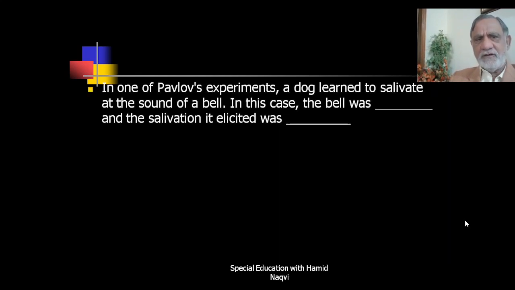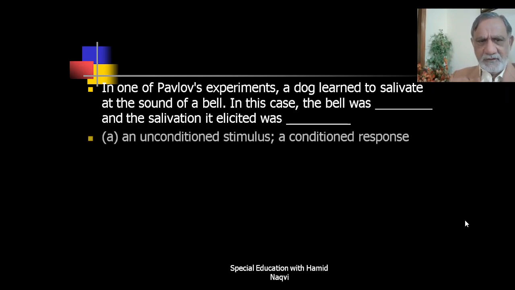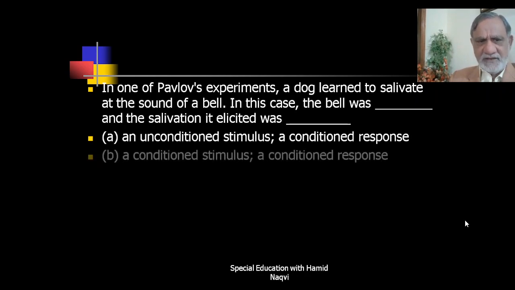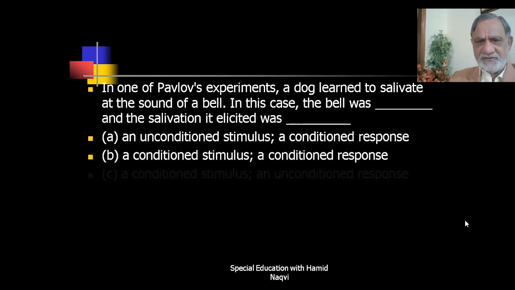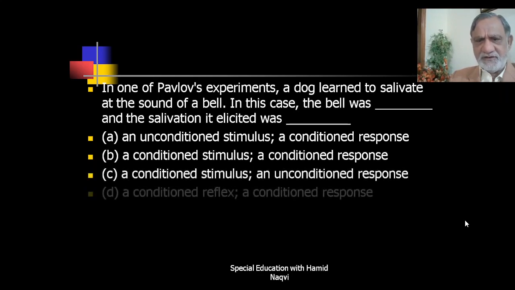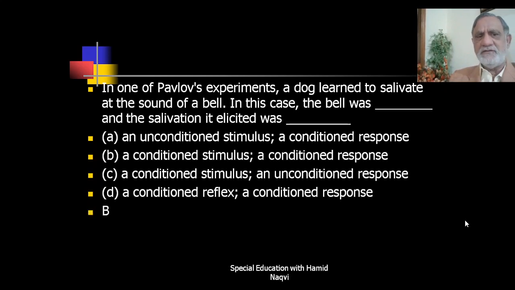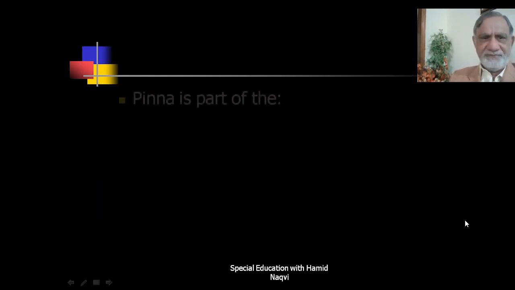In one of Pavlov's experiments, a dog learned to salivate at the sound of a bell. In this case, the bell was dash, and the salivation it elicited was an unconditioned stimulus, a conditioned response, a conditioned stimulus, a conditioned response, a conditioned stimulus, an unconditioned response, a conditioned reflex, and conditioned response. The correct one is B, that is a conditioned stimulus and a conditioned response.